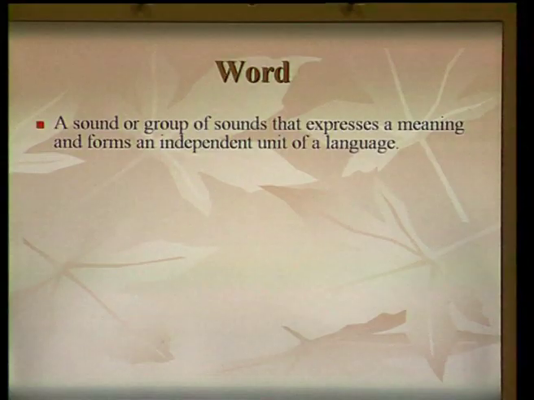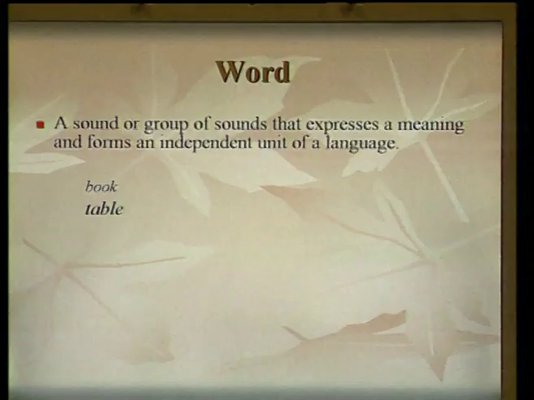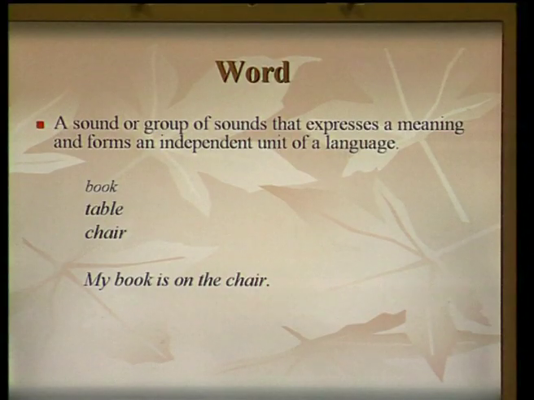A word can also be described as a sound or group of sounds that expresses a meaning and forms an independent unit of a language. If you take words like book, table, chair, you know what these mean. These are all groups of sounds that have meaning and form independent units in a language. But take the sentence, "My book is on the chair." This is also a group of sounds and has a meaning, but we know that this is not one word but a sentence.